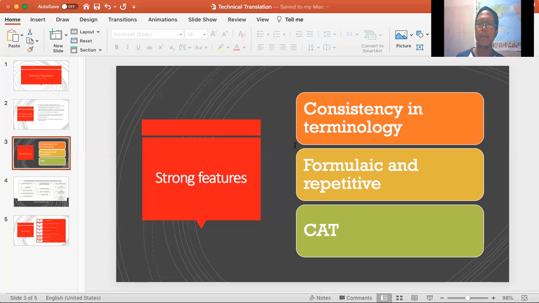And then in technical translation, another strong feature is that many texts are formulaic and repetitive. Formulaic means you cannot make a new term or something like that. You need to stick with the term that is widely accepted in the field.